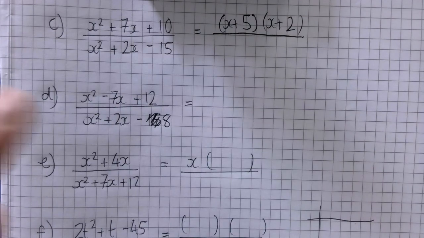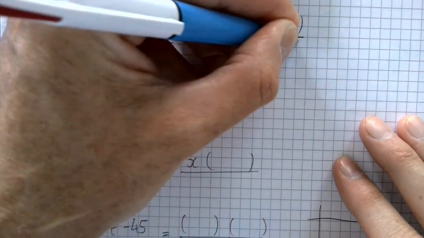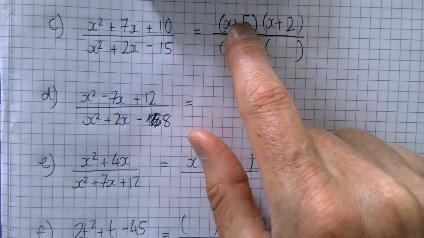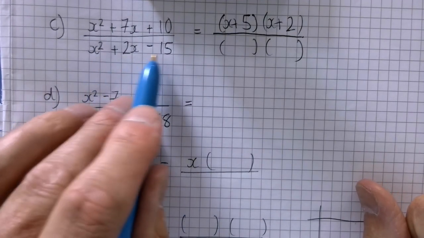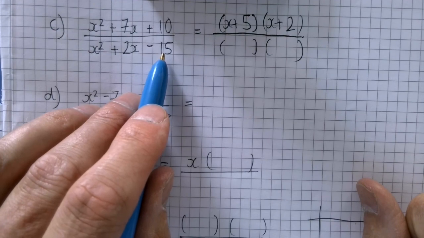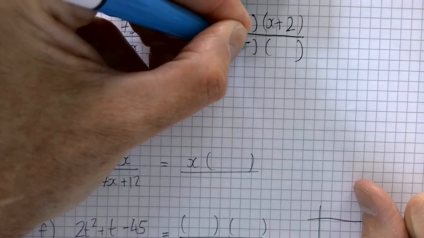Now remember, we're being asked to simplify this, so I can be absolutely certain that one of these two brackets will either be x plus 5 or x plus 2. Now if I look at this, it can't be x plus 2 because 15 isn't a multiple of 2. So I reckon it's got to be an x plus 5 there.